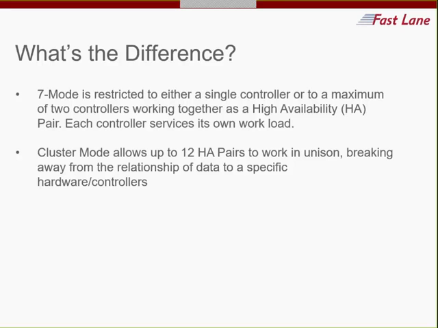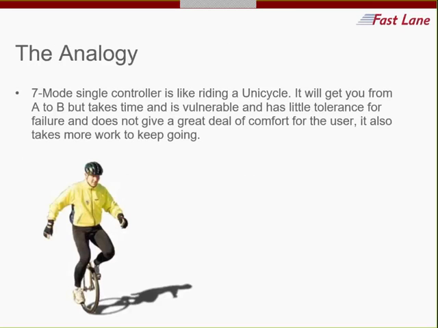So I've tried to work out an analogy between 7 mode and cluster mode. What I've come up with is that 7 mode with a single controller is like riding a unicycle. It's going to get you from A to B, and as long as you know what you're doing and with a bit of practice, you can get there. It will do the job of getting you from A to B. But it's very prone to problems in that you've only got the one wheel, or the one controller. And if that drops or fails, then you're stuck.